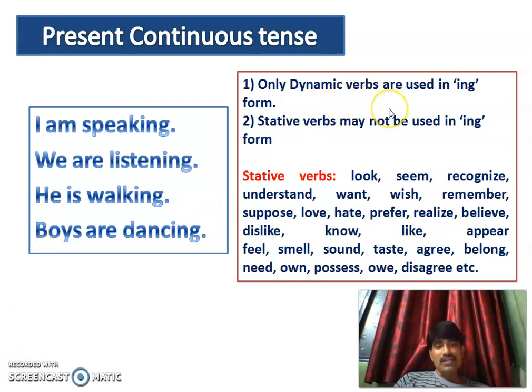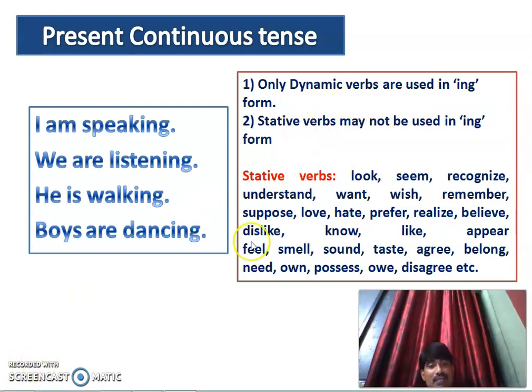But there is one condition in English: only dynamic verbs are used in ing forms, but stative verbs are not. Now, stative verbs, I have given you the list of them, like look, seem, recognize. You cannot say understanding, you cannot say wanting. These are stative verbs. They are not used in ing form. But dynamic verbs like cook, make, we can use them like cooking and making. So make sure that you understand this.